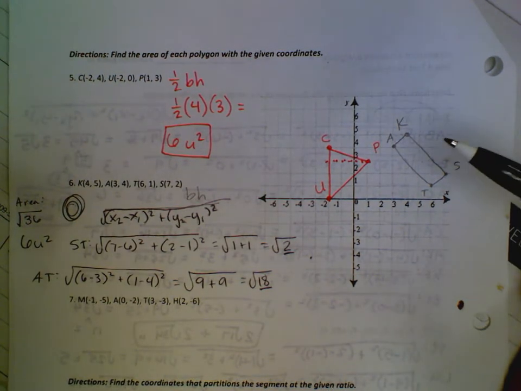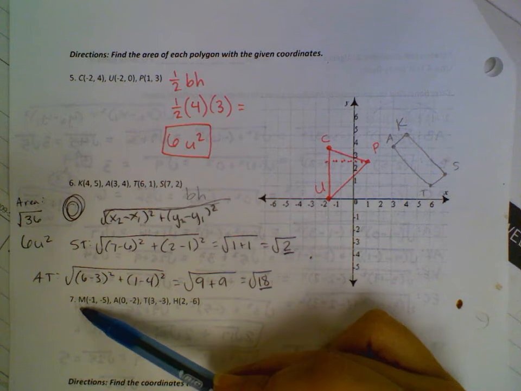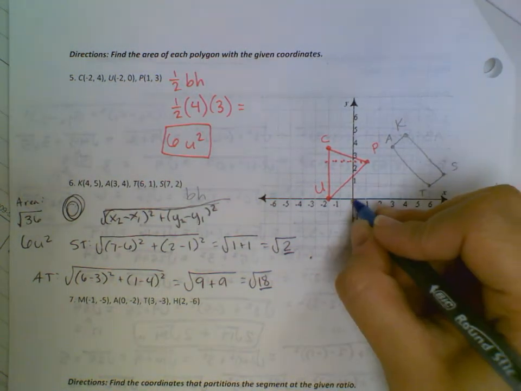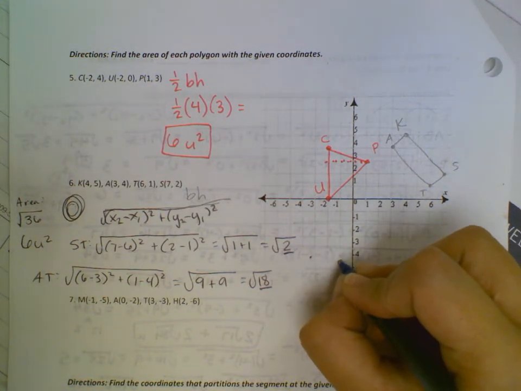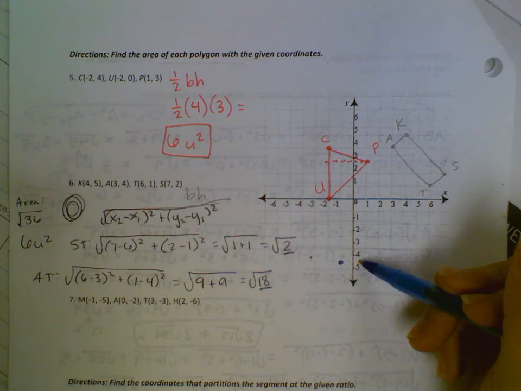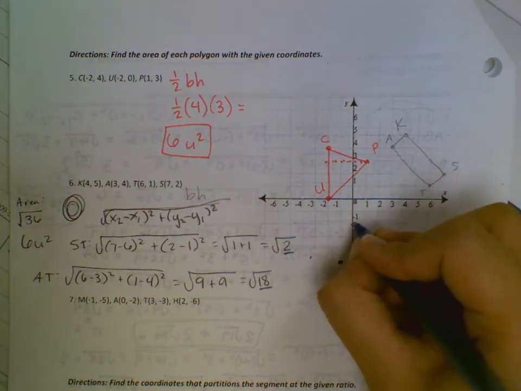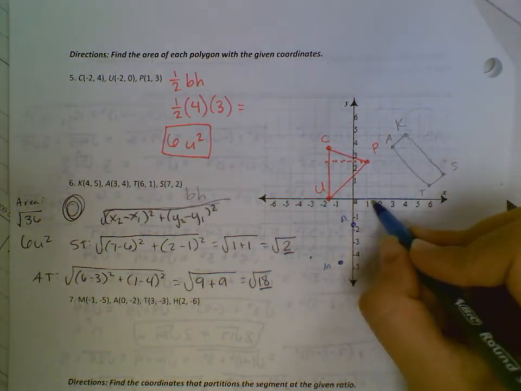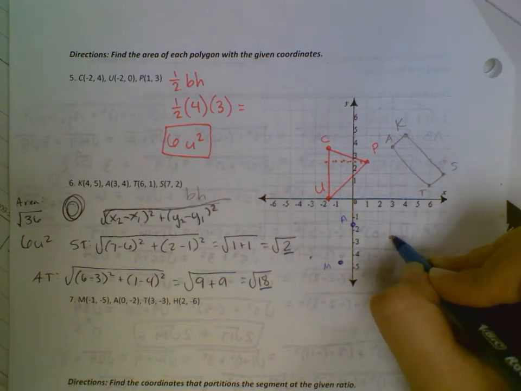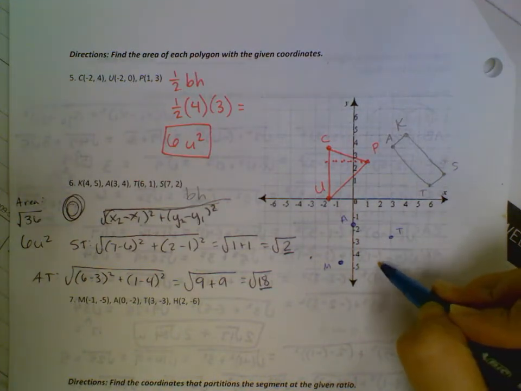Now, if we are looking at number 7, I'll do number 7 in a new color. Number 7 is math. We've got M at -1, -5. 1, 2, 3, 4, 5. Make sure you count it because sometimes these numbers can be misleading. A is at 0, -2, 1, 2. T is at 3, -3. And H is at 2, -6. 1, 2, 3, 4, 5, 6.